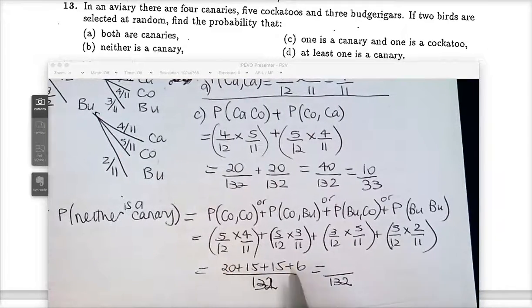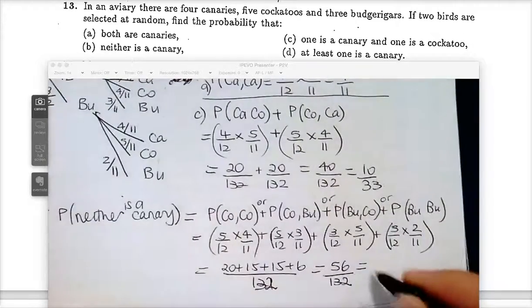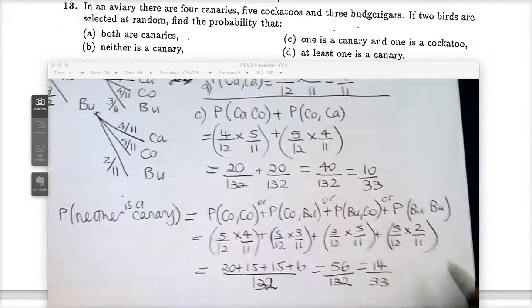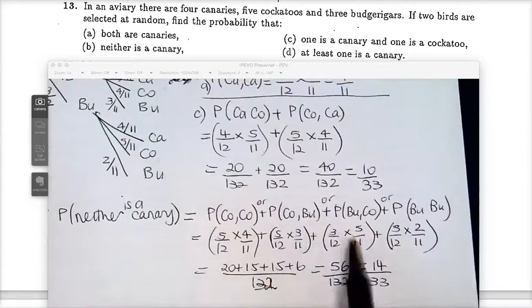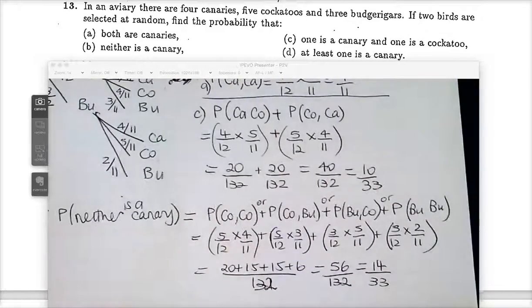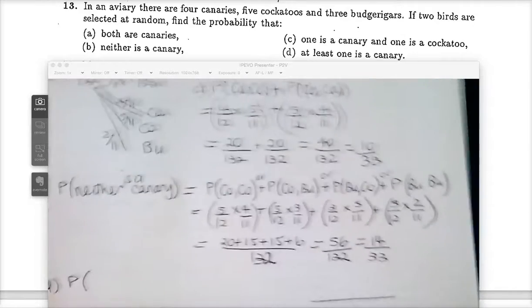56. Now you can get your calculator out. It's 14 on 33. So if you want to check 12 11s if you have to, please, 20 and 15 and 15 and 6. Write them out and add them. Next, D. At least one. This is where we minus. Yeah. At least one means one minus none.